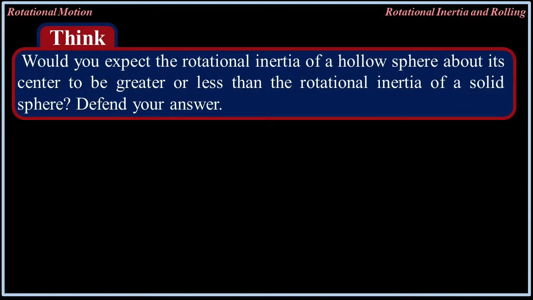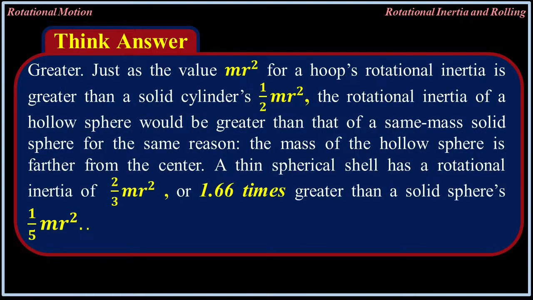Would you expect the rotational inertia of a hollow sphere about its center to be greater or less than the rotational inertia of a solid sphere? Defend your answer. Greater. Just as the value mr squared for a hoop's rotational inertia is greater than a solid cylinder's 1/2 mr squared, the rotational inertia of a hollow sphere would be greater than that of a same-mass solid sphere for the same reason. The mass of the hollow sphere is farther from the center.